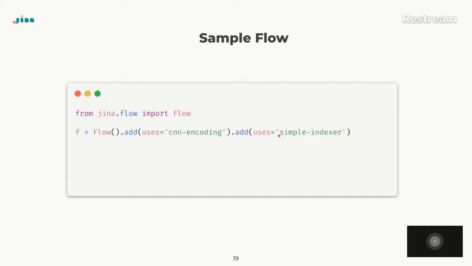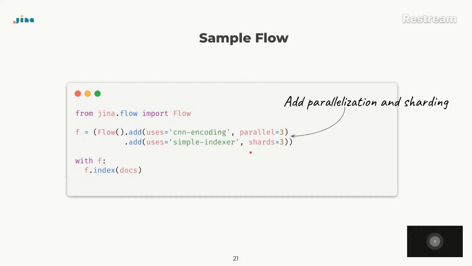And now that we told our flow what it has and what the pods are, then we can actually use it to index. So with this flow that we just created, we're going to index whatever documents we want. And it's going to have this kind of behavior. This indexing will happen using those two pods.